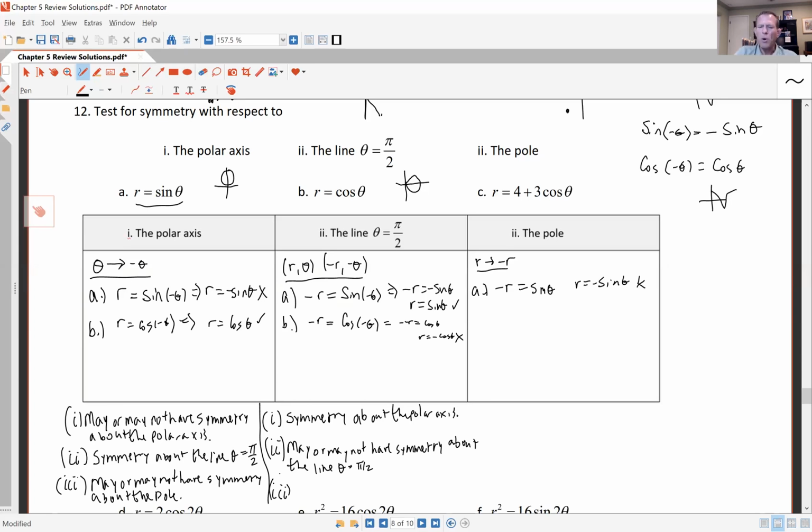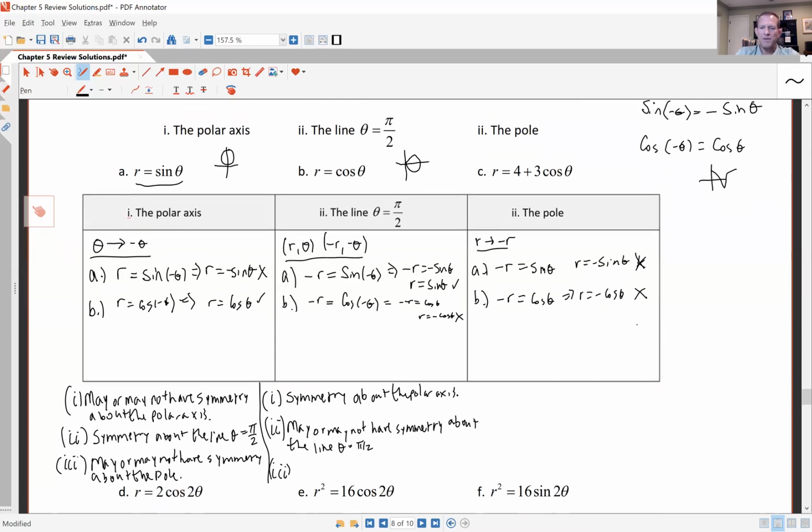And about the pole, we replace r with negative r. Solving for r again tells us r equals negative cosine theta, and we've just produced a different equation. So we now say may or may not have symmetry about the pole.